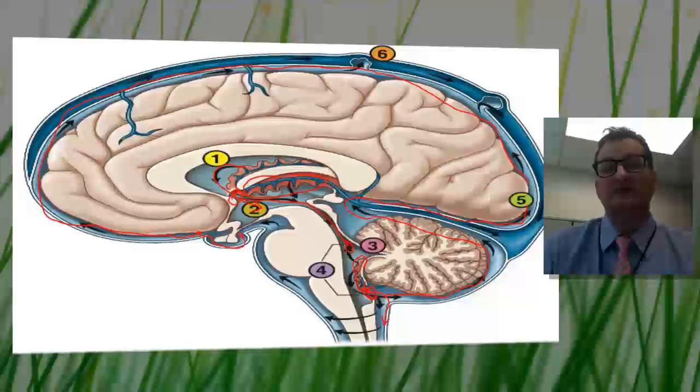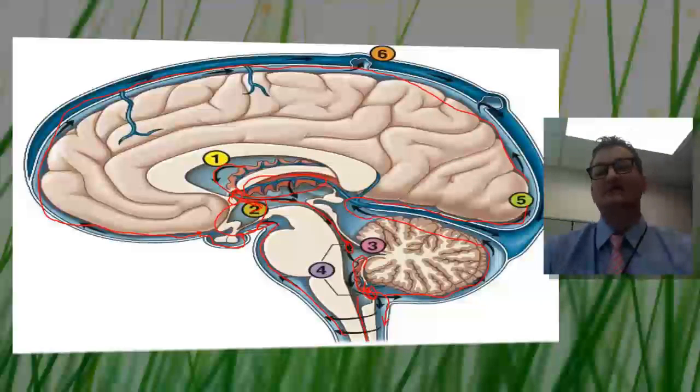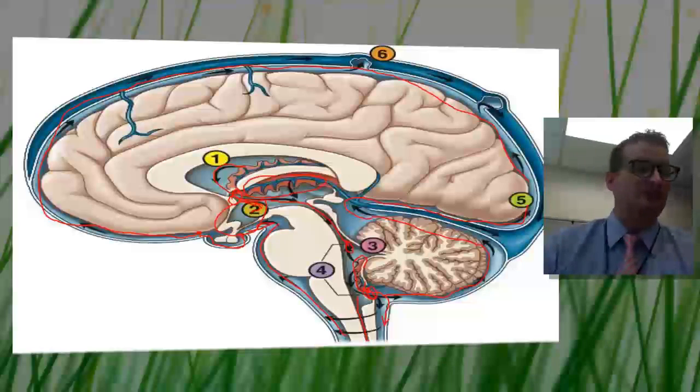gland here. It surrounds the hypothalamus, which is this region, and it comes down in front of the brainstem as well. It can go down right in the central canal, so it bathes the entire central nervous system.